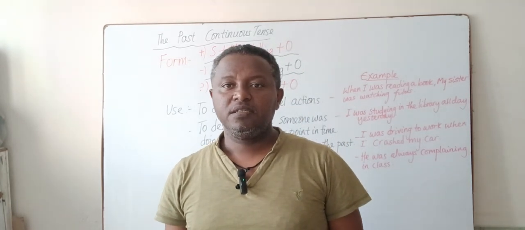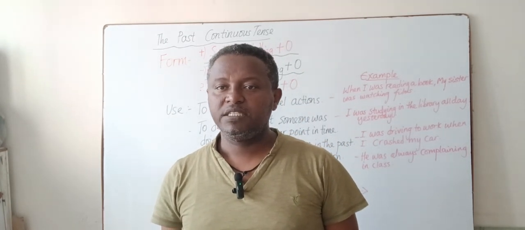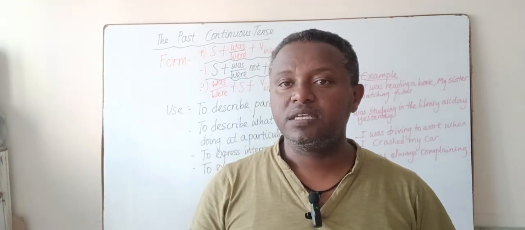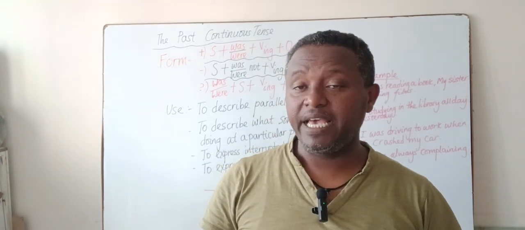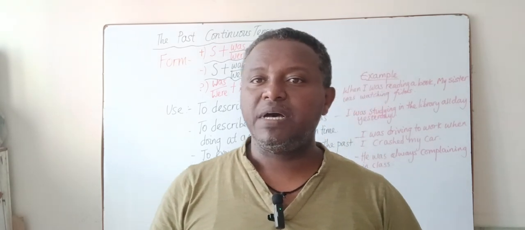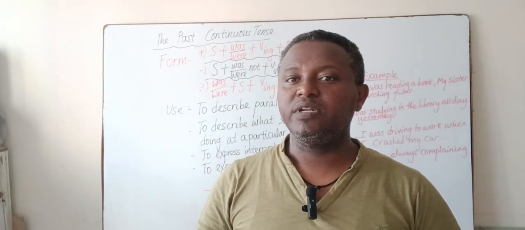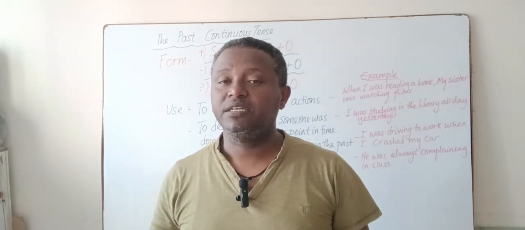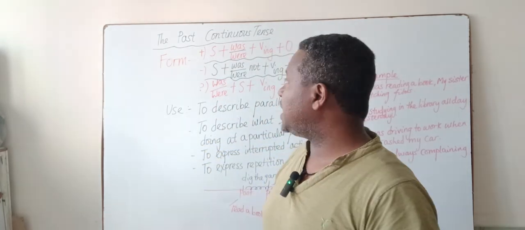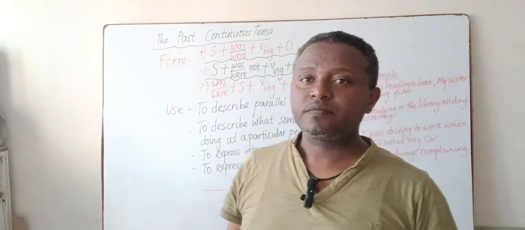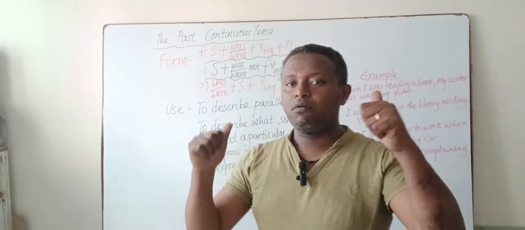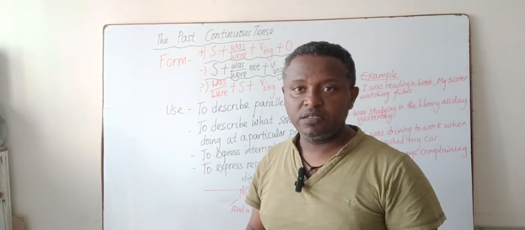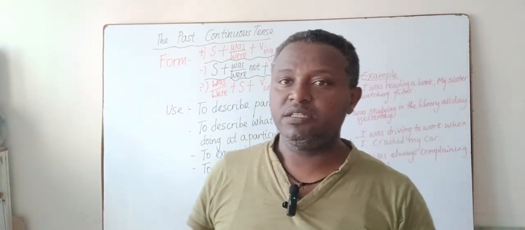In the past sessions we have seen a number of lessons and this is a new one. It's the second in the series of past tenses. We have seen the past simple earlier, and this will be our second, which is the past continuous tense. All right, now the past continuous tense. How do we form the past continuous tense?